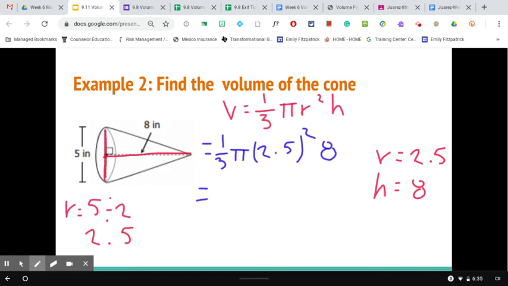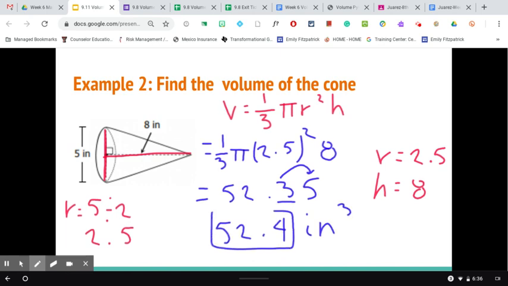Okay, we typed into our calculator, and remember, when you type it in, you can do 1/3 times pi times 2.5 squared times 8, or you can do pi times 2.5 squared times 8 divided by 3, whichever one you like better. We get 52.35. We want to round. That 5 is going to round it up. So 52.4 inches cubed, and we just need that number.